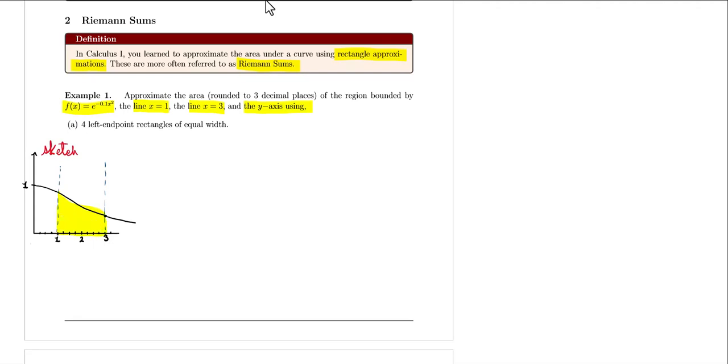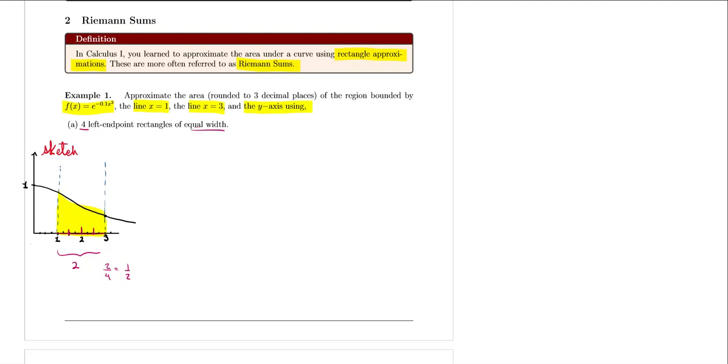Alright, so how do we approximate the area? Well, since we want 4 rectangles of equal width, that means that the total length here between 1 and 3 has to be divided by 4. So what's the distance here between 1 and 3? Well, the distance between 1 and 3 is 2. And if we're going to be dividing it by 4, then 2 over 4 is going to be 1/2. So that means that essentially we're going to be selecting 4 subintervals of a width of 1/2. So we're going to have here then one rectangle here with a width of 1/2, another rectangle here with a width of 1/2, and another rectangle right here with a width of 1/2.